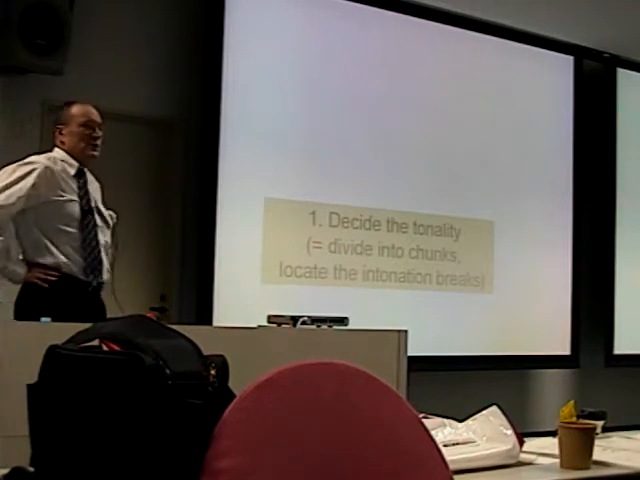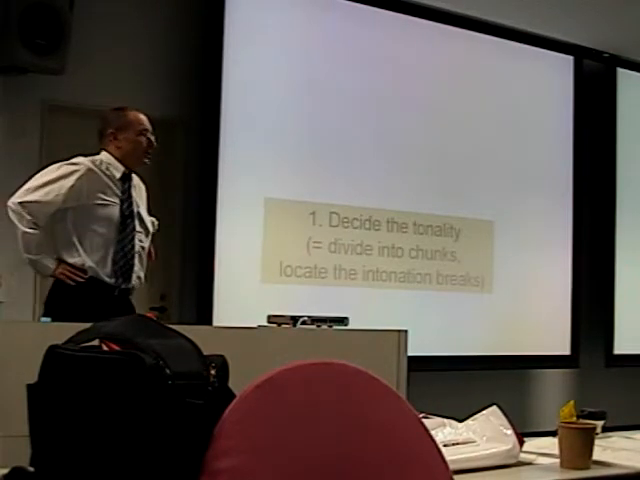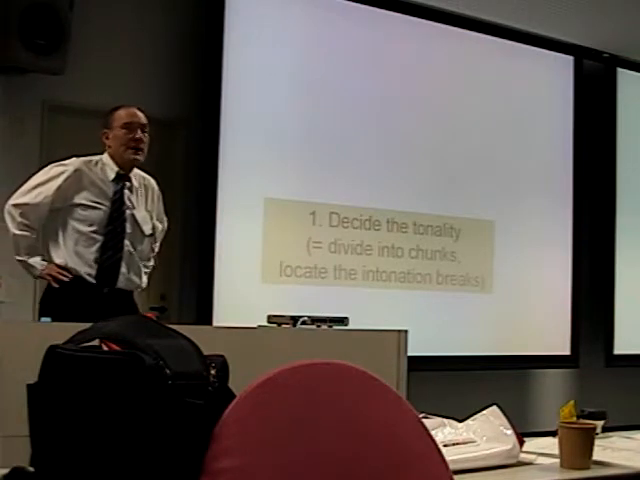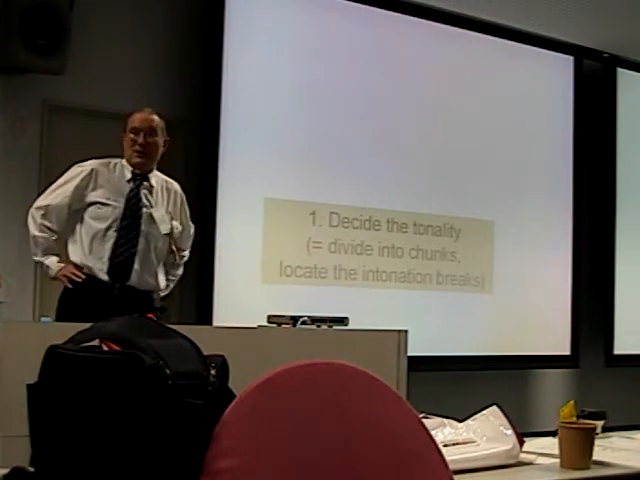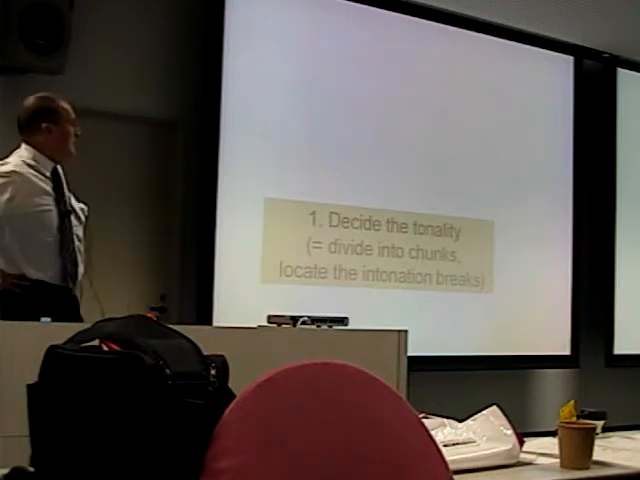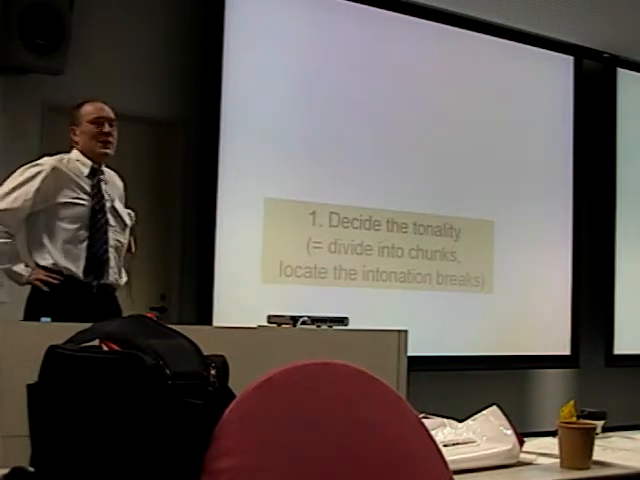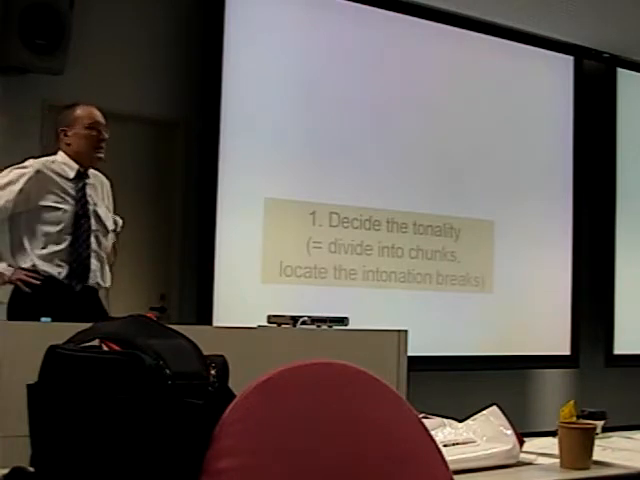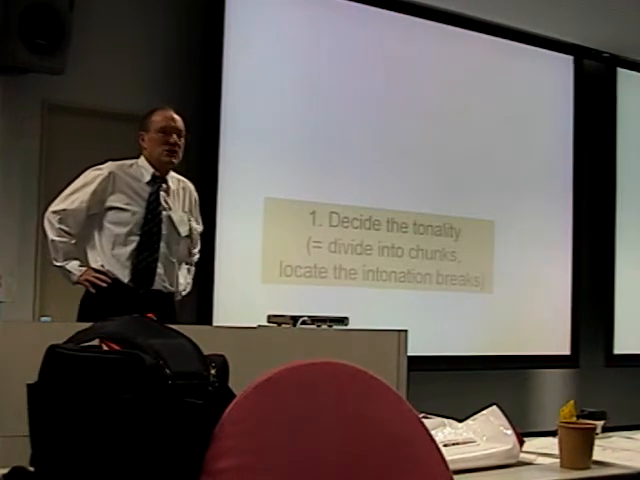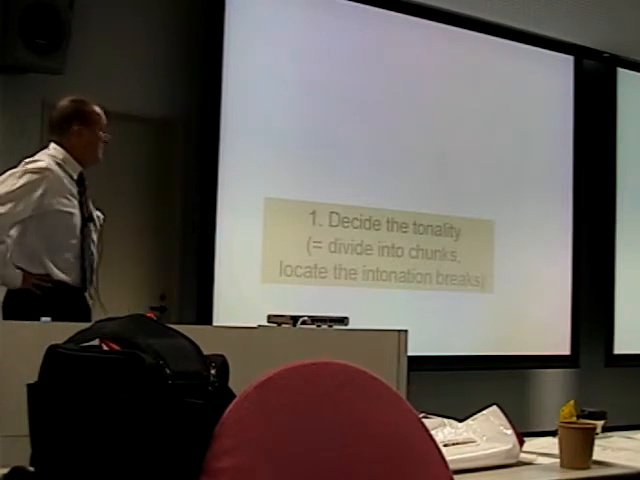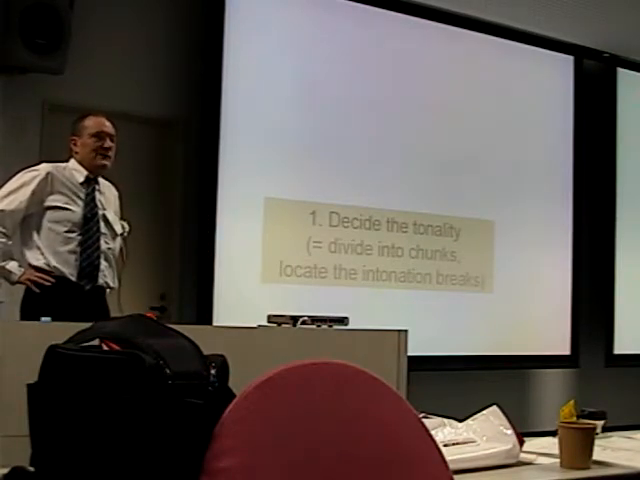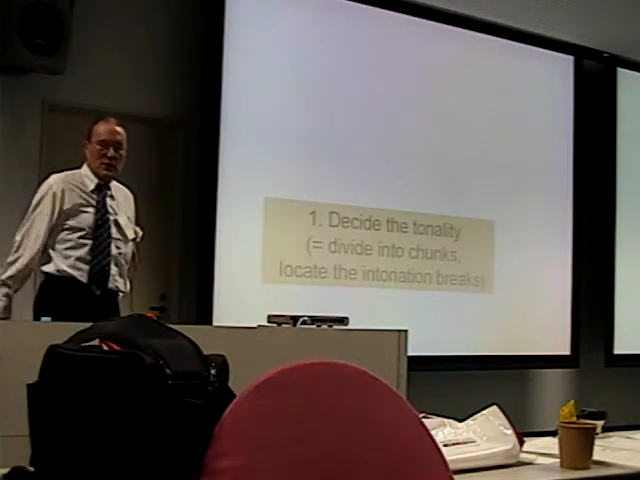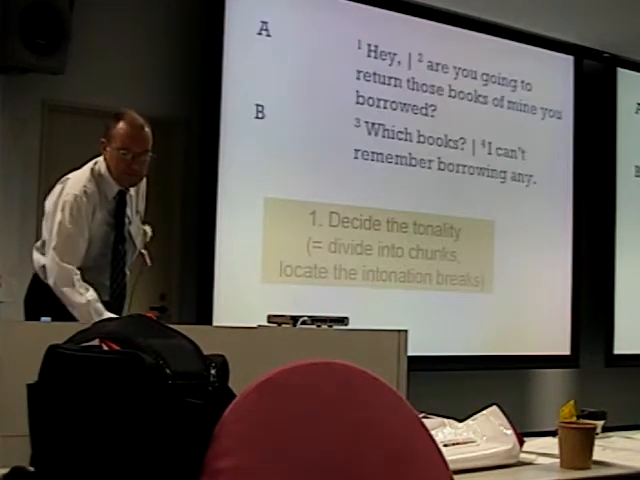What are the things that we do? Well, Dr. Ashby gave you 2 steps. I'm going to give you 3 steps. The first 2, though, are the same as her first 2 steps, and I quite agree with her. The first thing to do is to, as we say, decide the tonality. That is, you must break the material up, divide it into chunks, into pieces. Putting the same thing a different way, you must locate the intonation breaks. Where are the breaks going to go between the successive pieces?